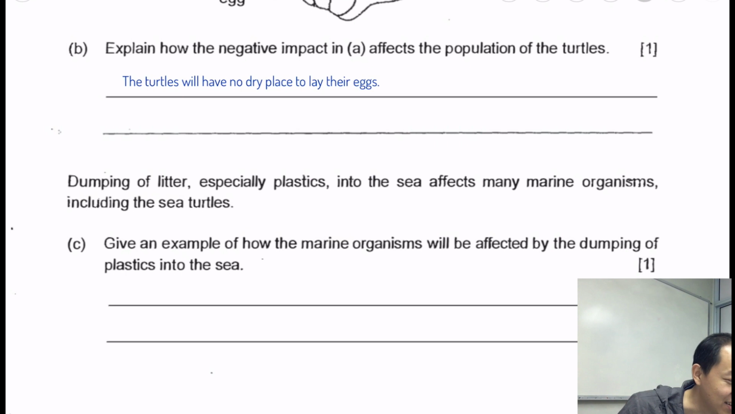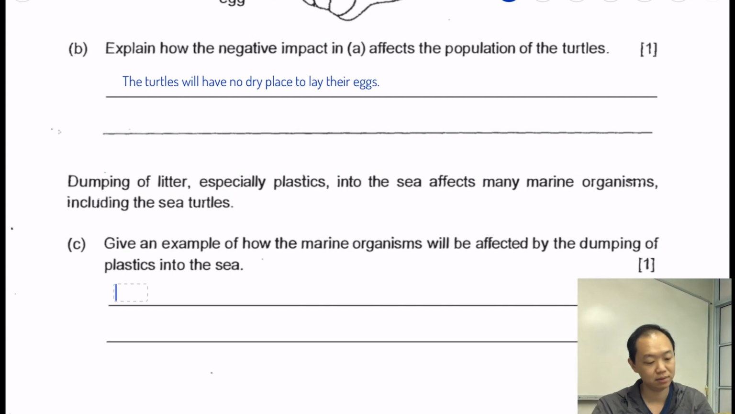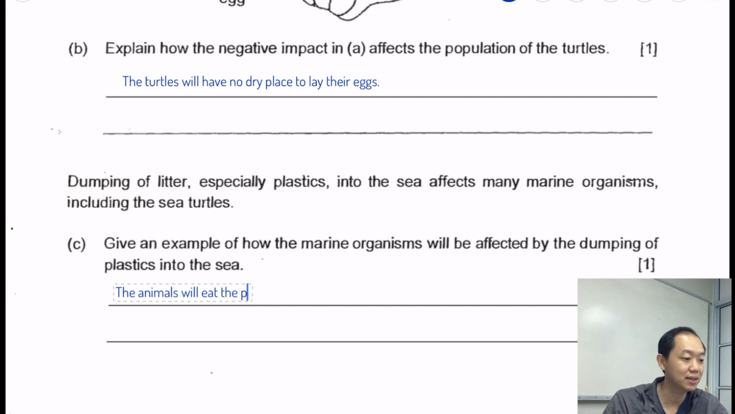Alright, so that is okay. Last one, right? Give an example of how marine organisms will be affected by the dumping of plastic. We talked about this before, right? Yeah, they eat the plastic. So the animals will eat the plastic and die. Why? Because the animals cannot tell the difference between a jellyfish and a plastic bag.